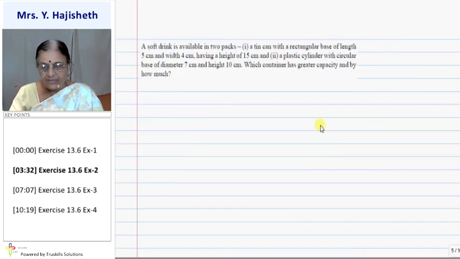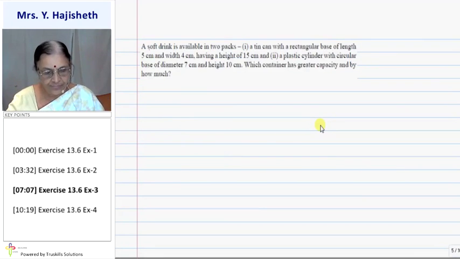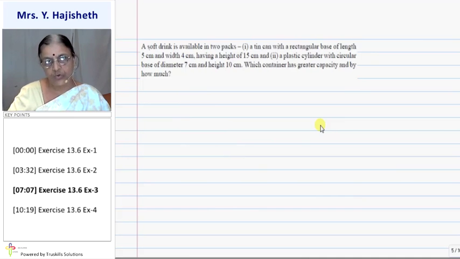Okay, now the sum is of soft drink. A soft drink is available in 2 packs.